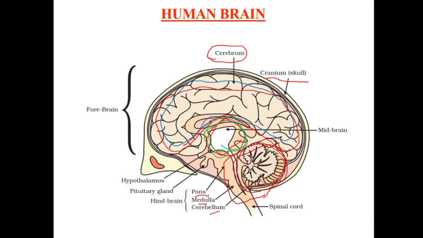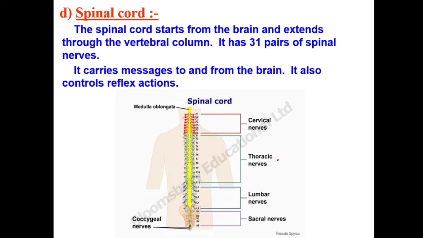Okay. Next is spinal cord. We said central nervous system is made up of two things, brain and spinal cord. Brain we have seen, now we are seeing spinal cord. The spinal cord starts from the brain and extends through the vertebral column. Vertebral column means if you touch your back, in the middle, the column that you are able to feel is called vertebral column. And it has 31 pairs of spinal nerves. The nerves which come out of the spinal cord are called spinal nerves. So how many spinal nerves are there? 31 pairs. Very important to remember.